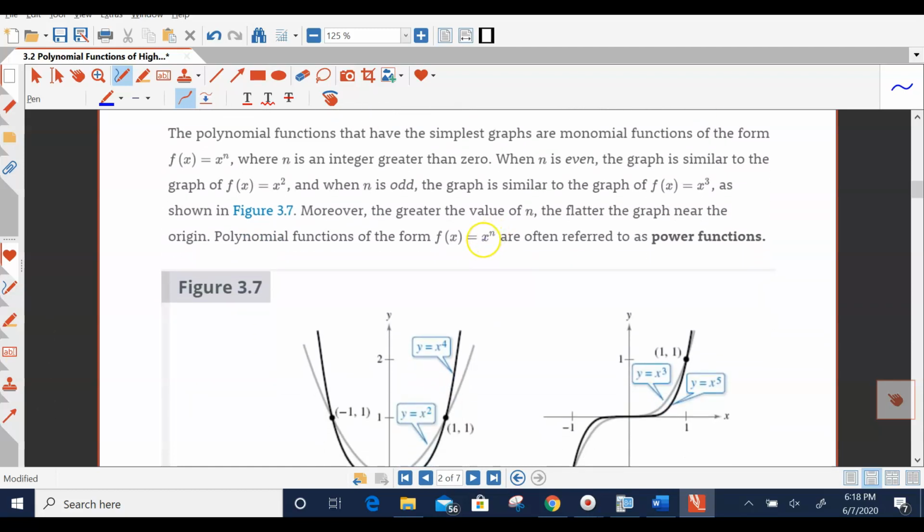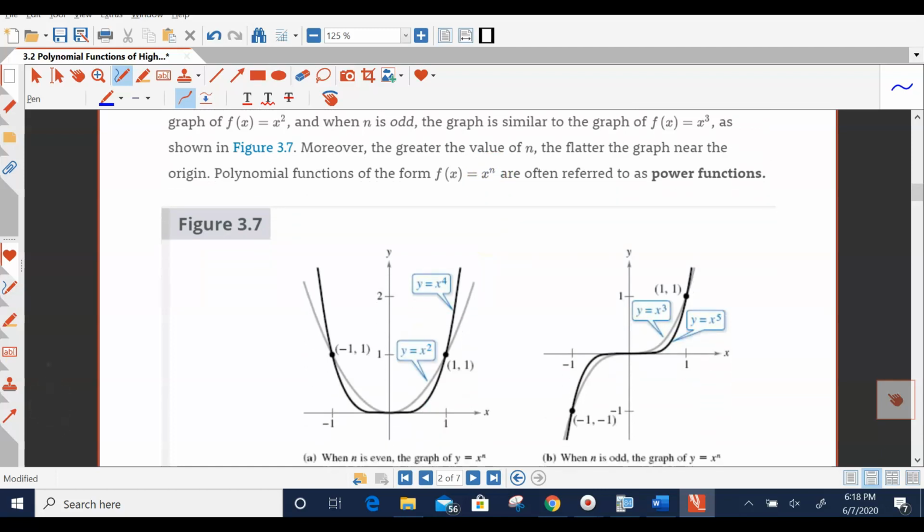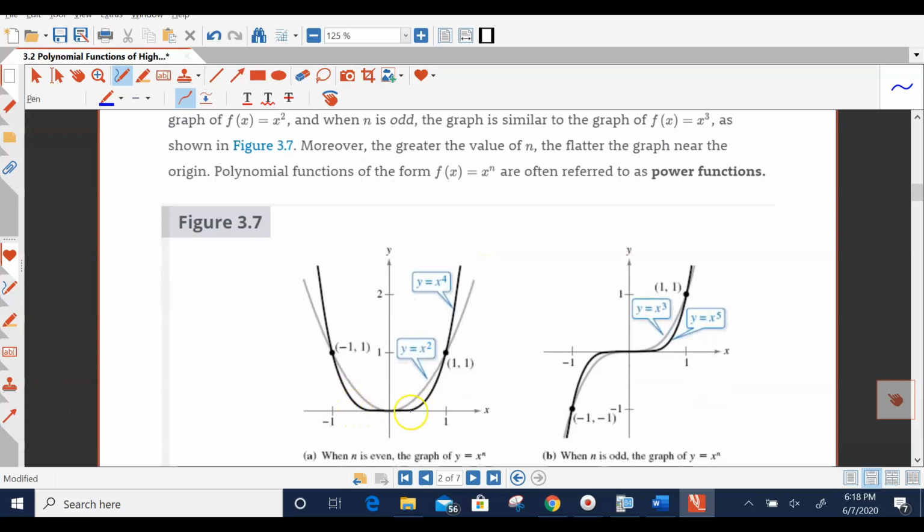So basically, it's just an x to the nth power that's either moved up, down, left, or right. What we're going to notice is if that degree n is an even number, like x squared, x to the fourth, x to the sixth, it's going to behave exactly like x squared, except here at the origin, it's going to be a little bit flatter and it's going to rise a lot faster, but that's still that basic parabola shape.